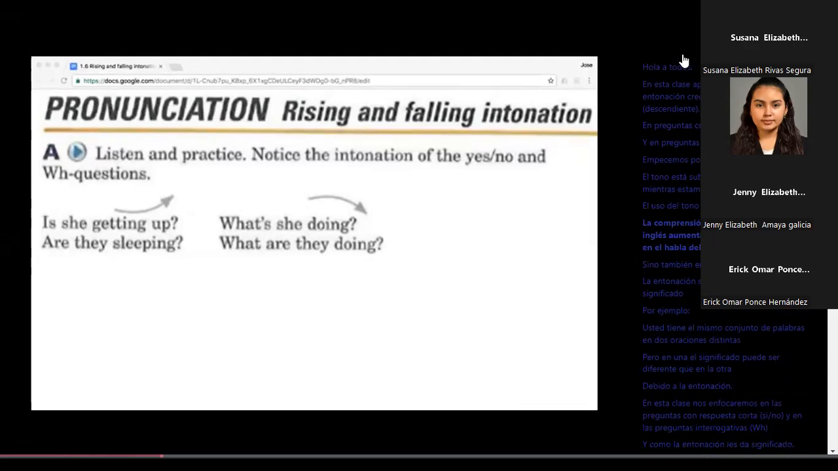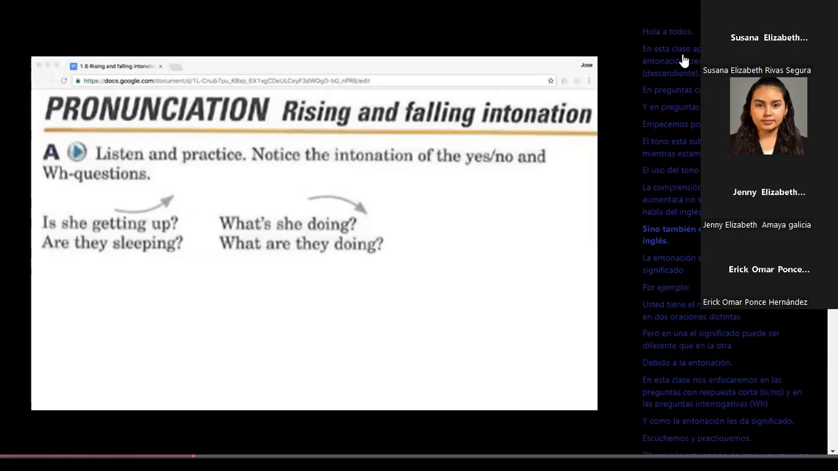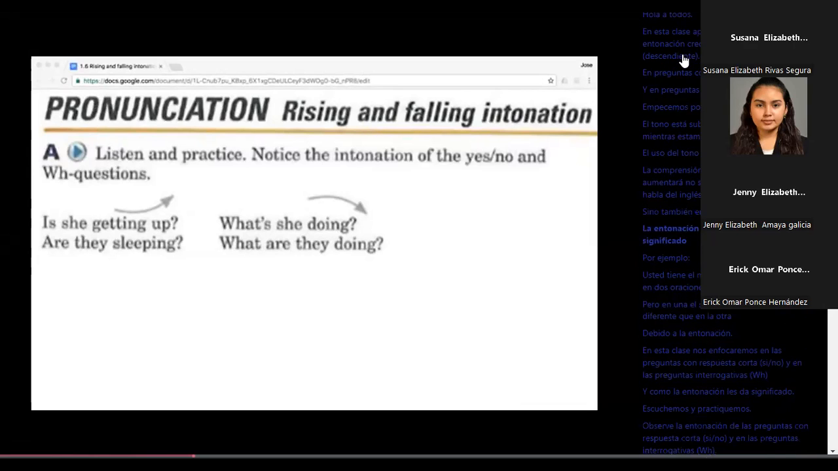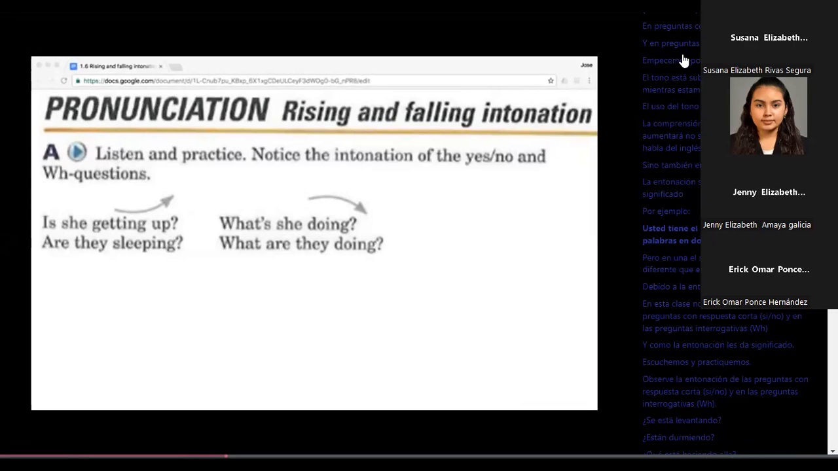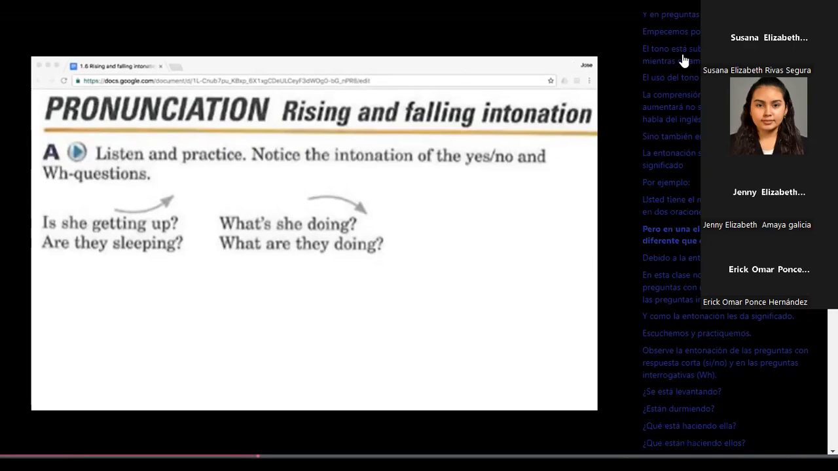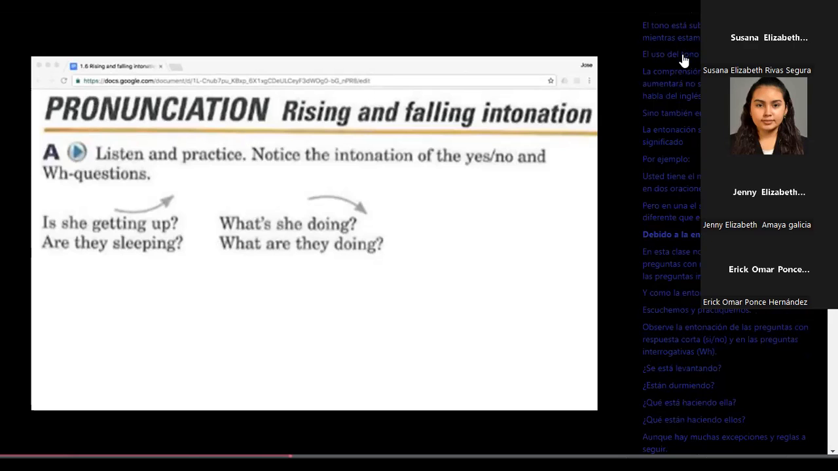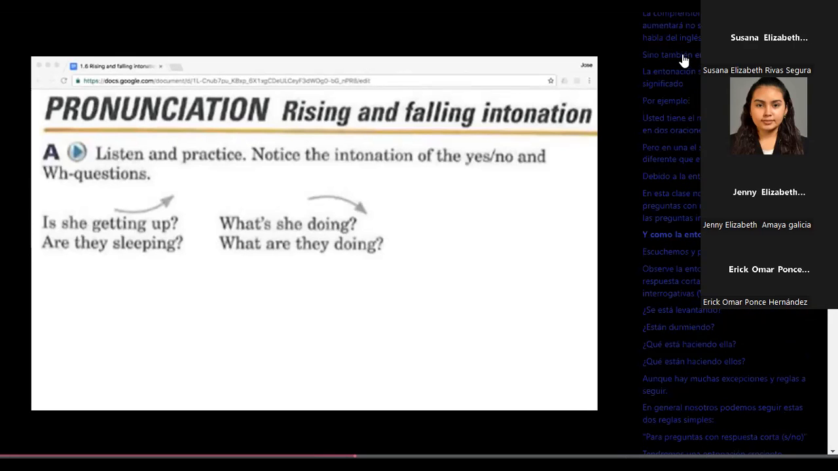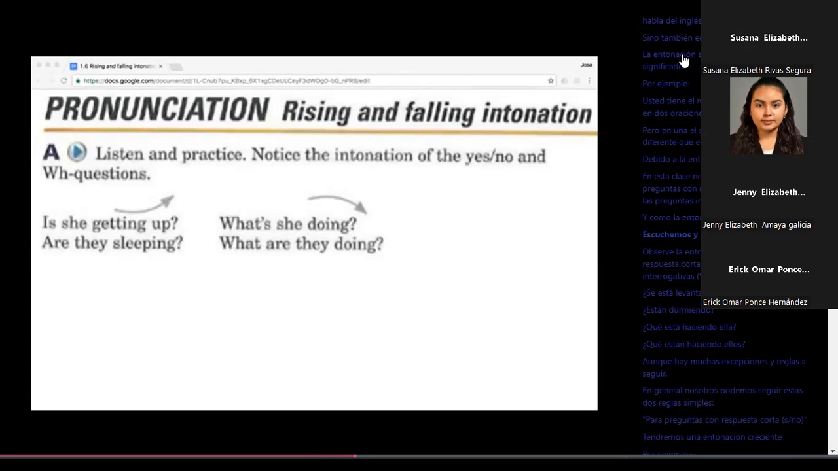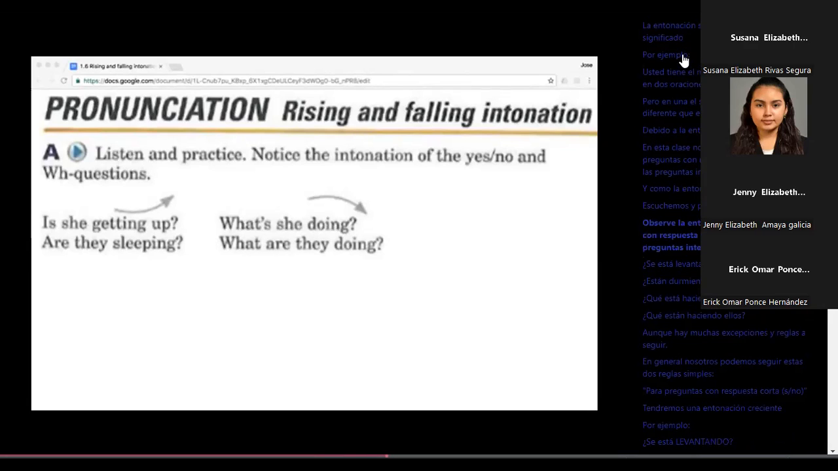Understanding English intonation will increase not only your spoken English competency, but your English comprehension as well. Intonation is used to convey meaning. For example, you have the same set of words in two separate sentences, but in one the meaning may be different than in the other due to intonation. In this class, we'll focus on yes or no questions and WH questions and how intonation gives meaning. Let's listen and practice. Notice the intonation of yes or no and WH questions.